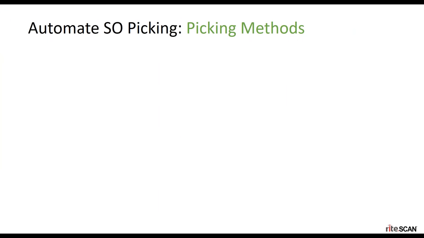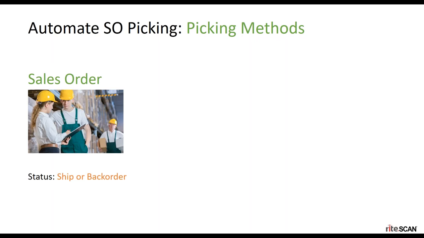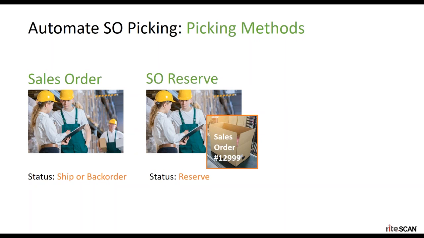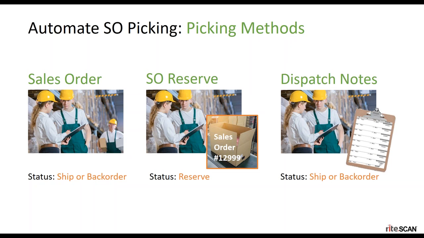So let's talk about the different methods that riteSCAN can really provide from a picking perspective. riteSCAN really provides 3 different methods that a lot of customers are using for the picking processes within their current Syspro processes. Those 3 methods are going to be the typical sales order picking, so if you're using delivery notes, there's also going to be the sales order reserve, so if you guys are using reserve in your modules, as well as dispatch. So let's start with sales order. Really what the sales order processing is when your operators are putting it into that ship or back order column.